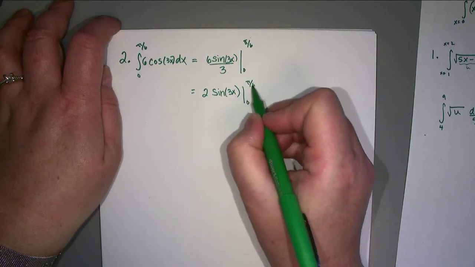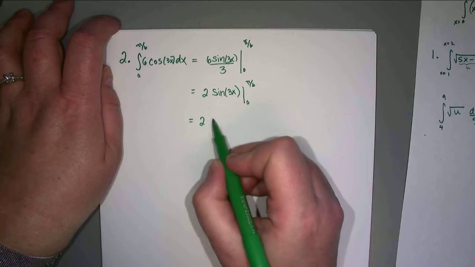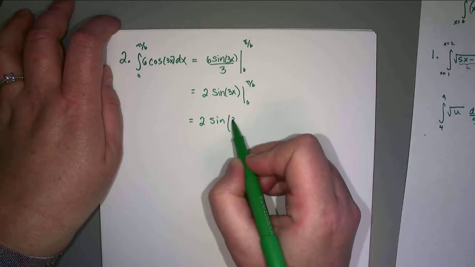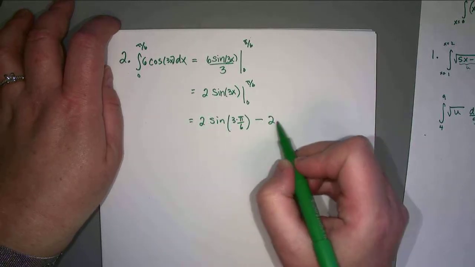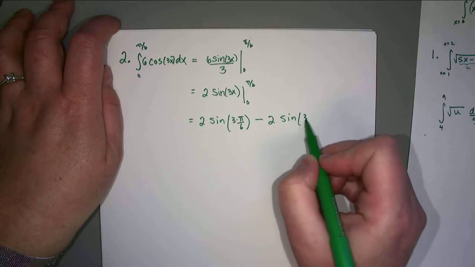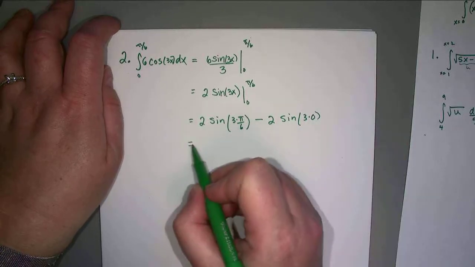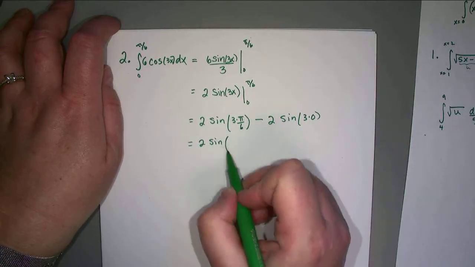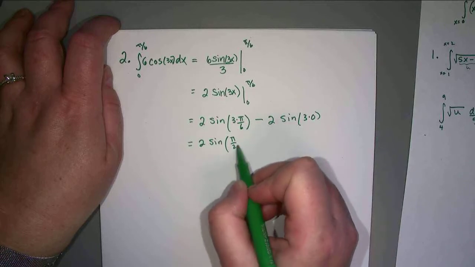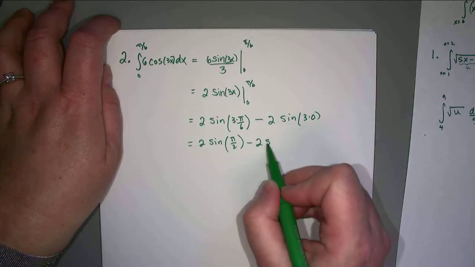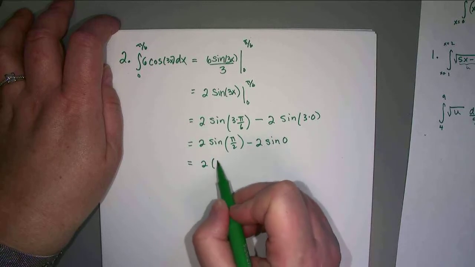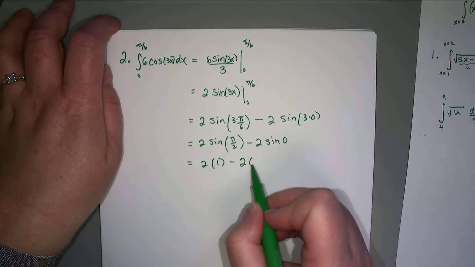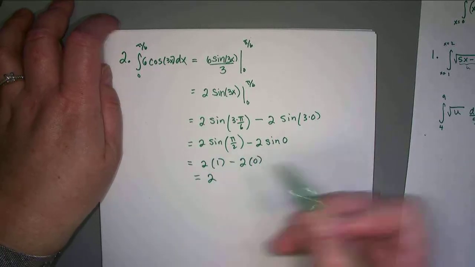What I wanted to show you with this example is plugging in that pi over 6. This is 3 times pi over 6. So sine 3 times pi over 6 is pi over 2. So sine of pi over 2 is 1, and sine of 0 is 0. So your answer would be 2.